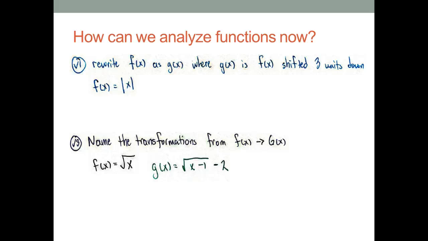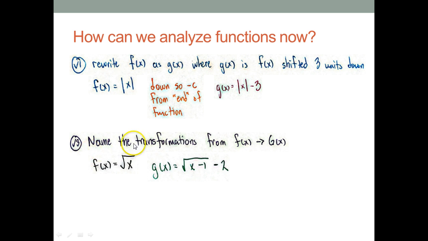So how can we analyze these functions now? If I look at checkpoint 1, it says to rewrite the function f of x as the function g of x, where g of x is f of x shifted 3 units down. If I'm shifting 3 units down, I definitely have to subtract from the end of the function, so I'm going to subtract 3. You see I have this minus 3 placed at the back of the function f of x. I call it g of x because that's what the problem asked me to do, and I'm shifting it downward by subtracting 3. Why 3? Because it said 3 down.